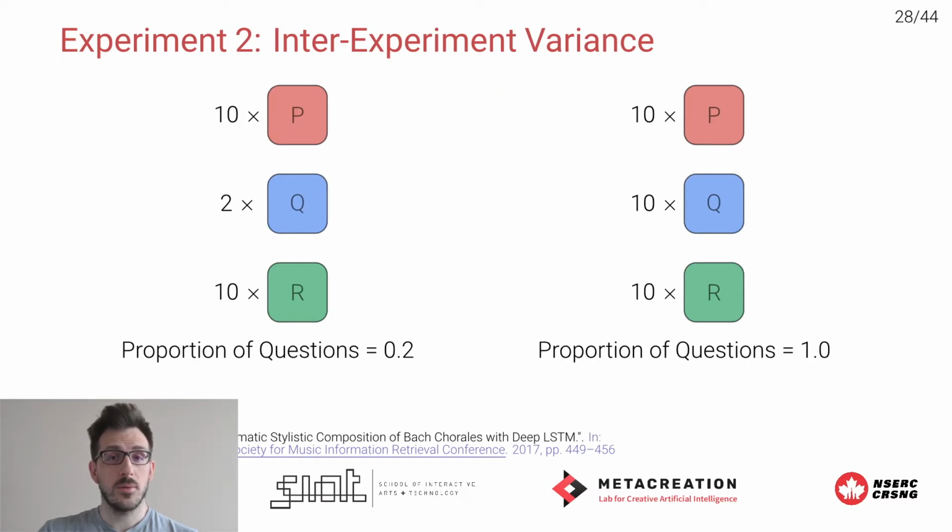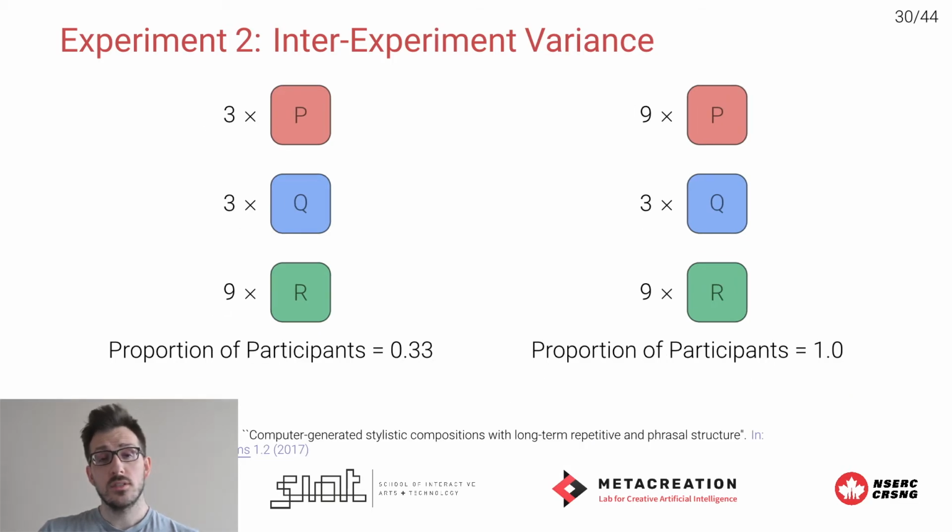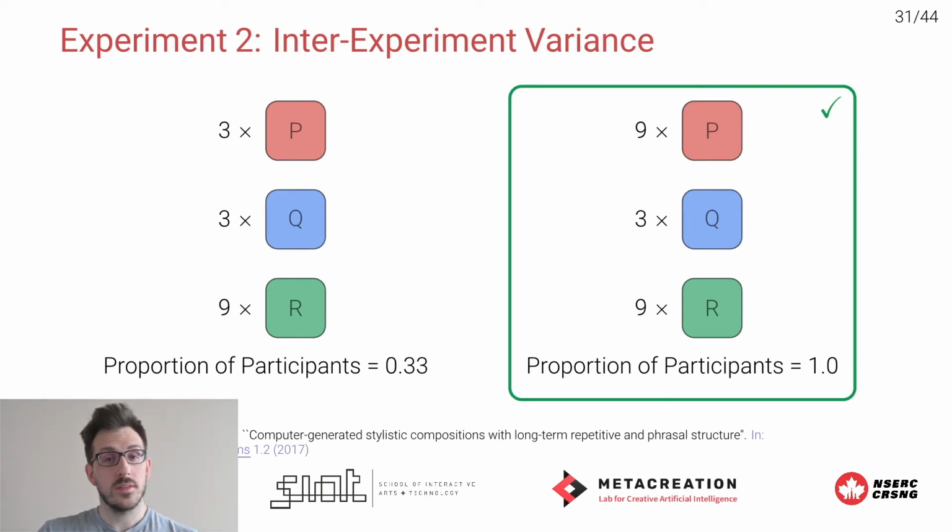Using the results collected in the Bach-Bot listening study, we compared a partially crossed design with a small proportion of questions and a nested question design. We found that the experimental design with a larger proportion of questions, the nested question design, had significantly less variance in 100% of the trials. Using the results collected in Collins' listening study, we compared a cross design with a small proportion of participants with a partially crossed question design. Once again, we found that the experimental design with a larger proportion of participants had significantly less variance, only this time it was in only 95% of the trials.